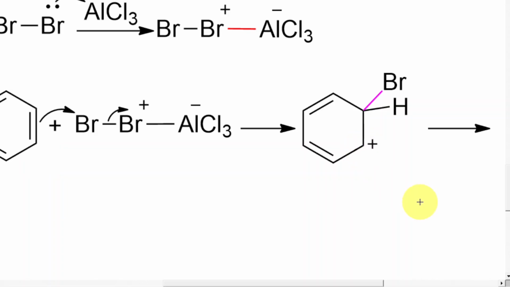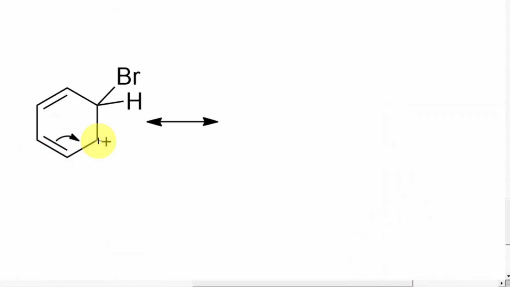This is an intermediate, a sigma complex. This is the famous intermediate in electrophilic aromatic substitution, this sigma complex. Now this can have resonance structures.